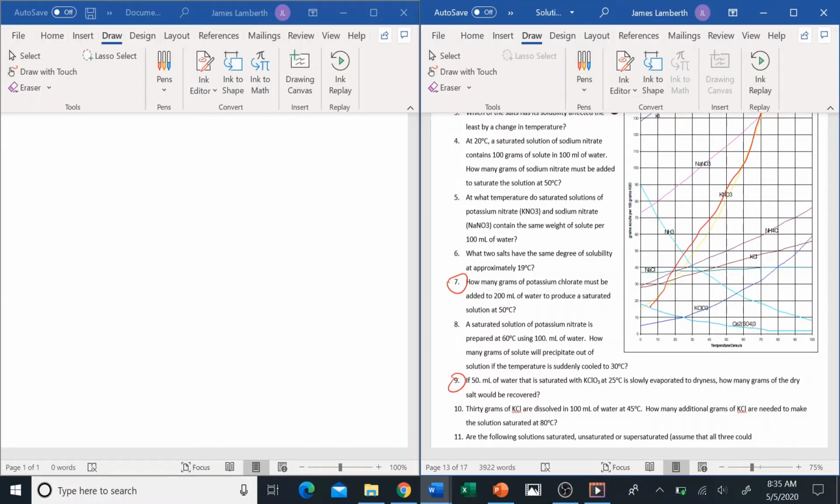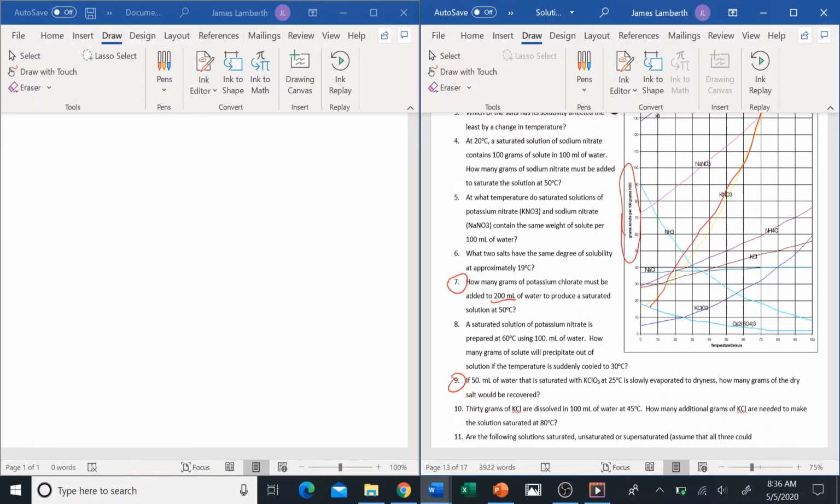So problem number 7. How many grams of potassium chlorate must be added to 200 milliliters of water to produce a saturated solution at 50 degrees Celsius? Now, I want to point out, this is asking for 200 milliliters of water. In a solubility curve, you're typically given the values per 100 milliliters or grams of water. Since the density of water is 1 gram per milliliter, 100 grams of water is equal to 100 milliliters of water. So if we're given 200 milliliters of water, that is essentially 200 grams of water.